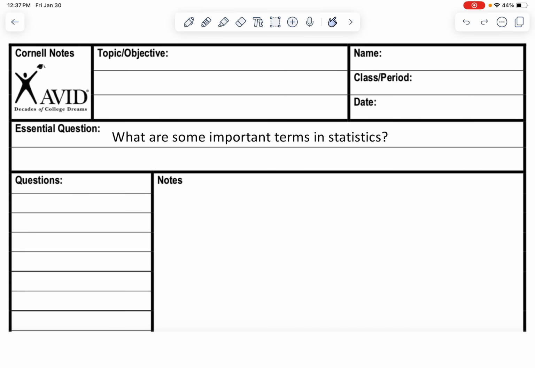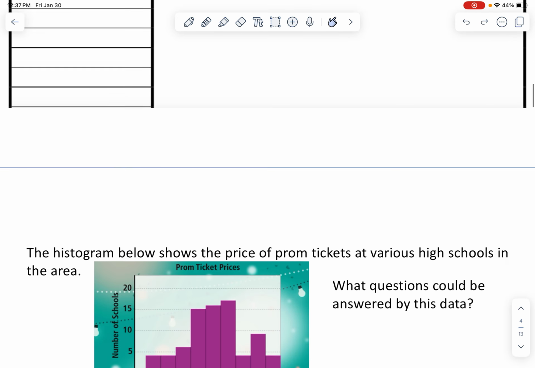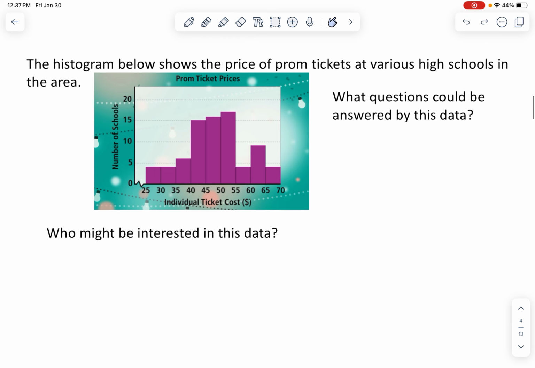Important terms in statistics give us a foundation for this unit, so we want to all be on the same page with those. When we get data, we want to be able to ask ourselves a few questions when we're analyzing it. This says, the histogram below shows the price of prom tickets at various high schools in the area. What questions could be answered by this data, and who might be interested in this data?